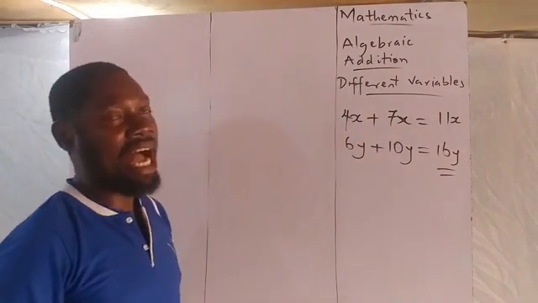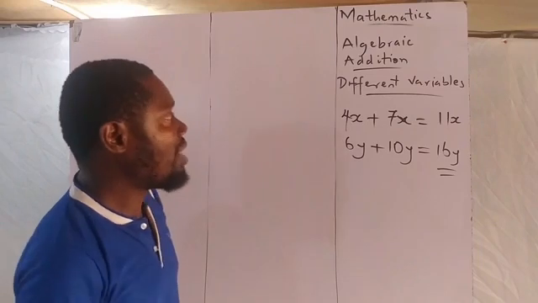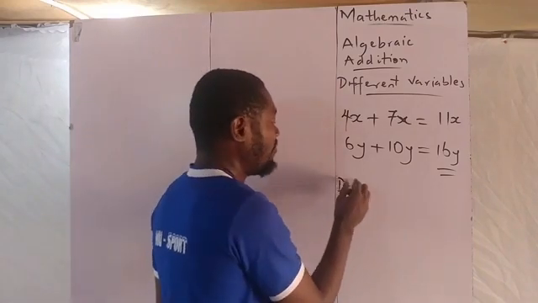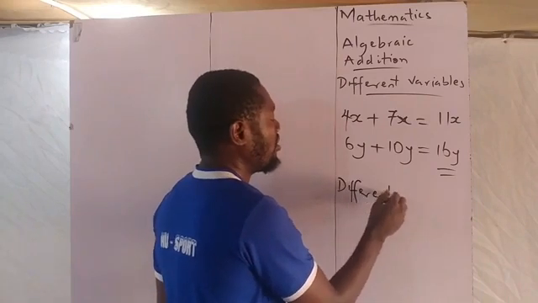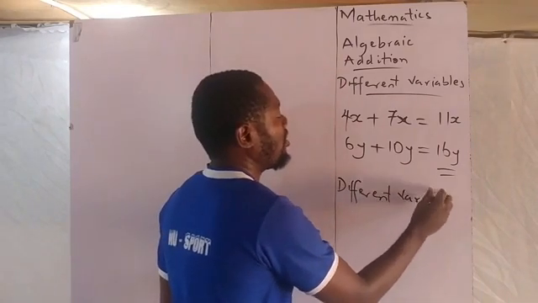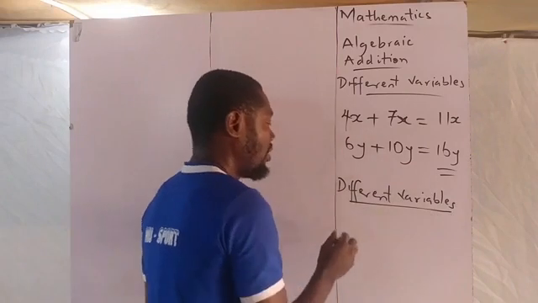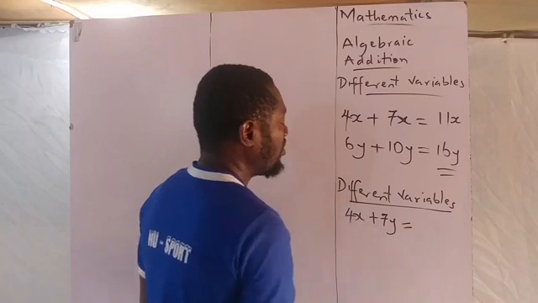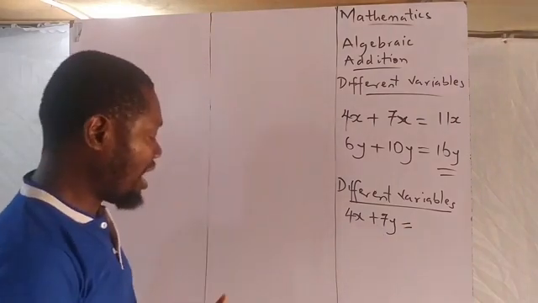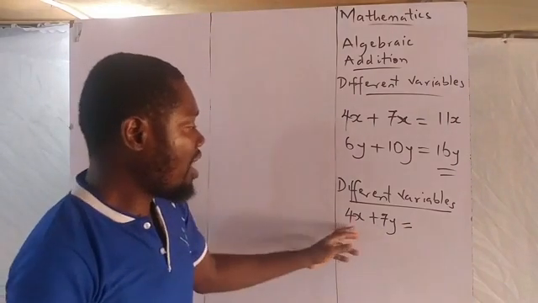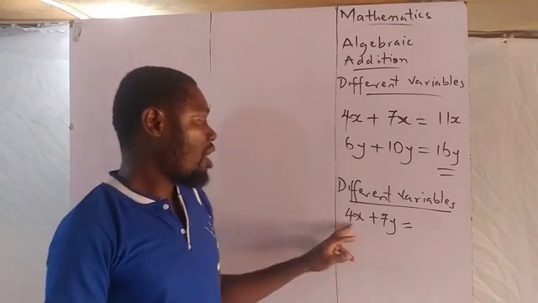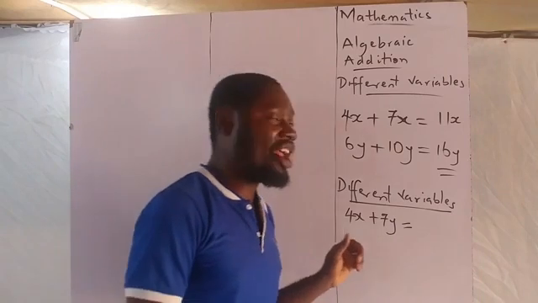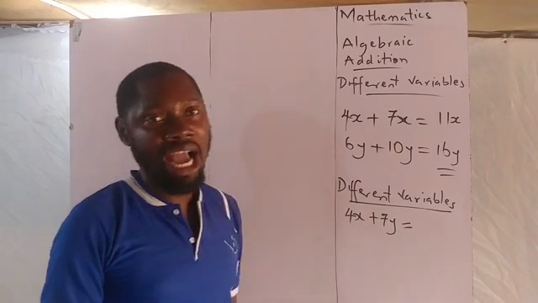Today we want to consider algebraic terms that have different variables. For example, 4x plus 7y. Look at this carefully. 4x plus 7y. The letters of these variables are x and y.